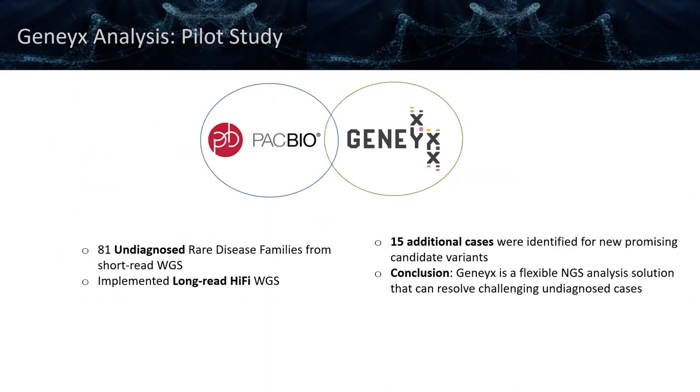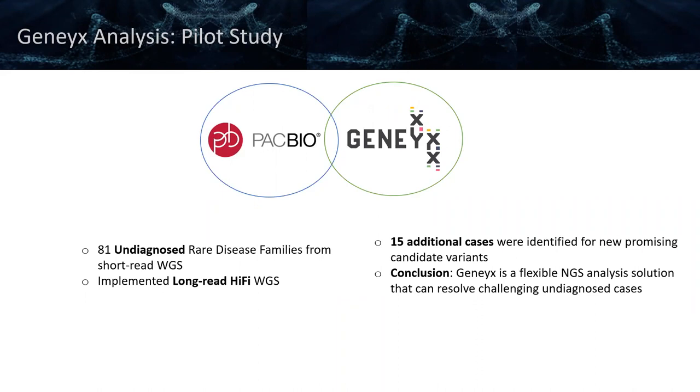I also wanted to highlight a pilot study that was performed with PacBio. PacBio had 81 undiagnosed rare disease families from short read whole genome sequencing. And what they did was implement their long read HiFi whole genome sequencing, which, for those of you that are unfamiliar with this type of sequencing, sequences read lengths of around 50 kb, as opposed to short read, which is around 250 base pairs.